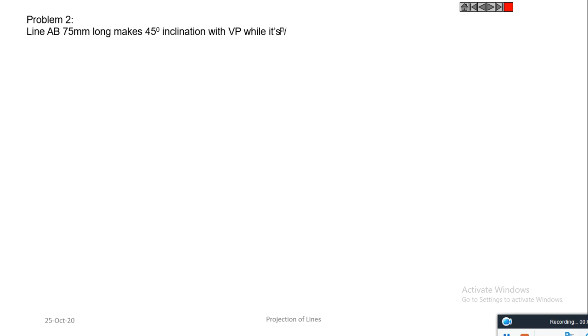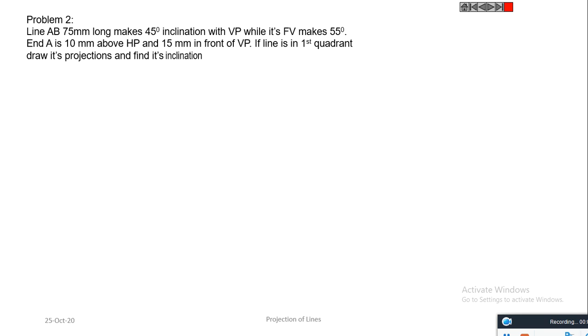Another problem. Line AB 75 millimeter long makes 45 degree inclination with VP while its front view makes 55 degree. So its front view is given as 55 degree inclined. End A is 10 millimeter above HP and 15 millimeter in front of VP. That is in the first quadrant. If line is in first quadrant, draw its projections and find its inclination with HP.